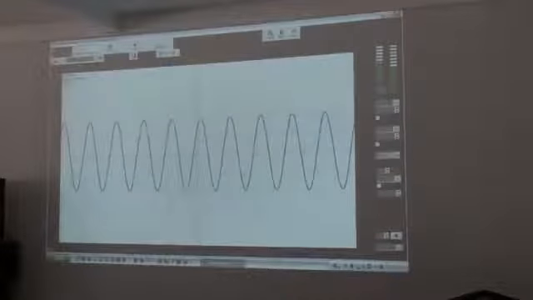So we can see here 200 Hz, but I will show you a real-time analyzer.